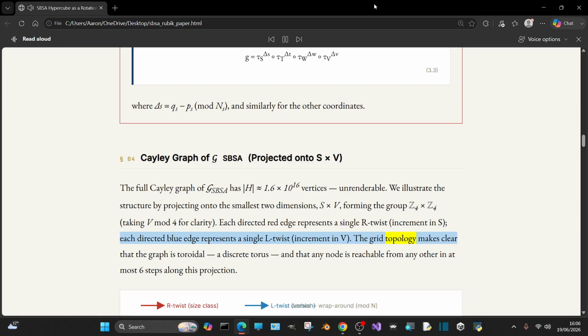The grid topology makes clear that the graph is toroidal, a discrete torus, and that any node is reachable from any other in at most 6 steps along this projection.